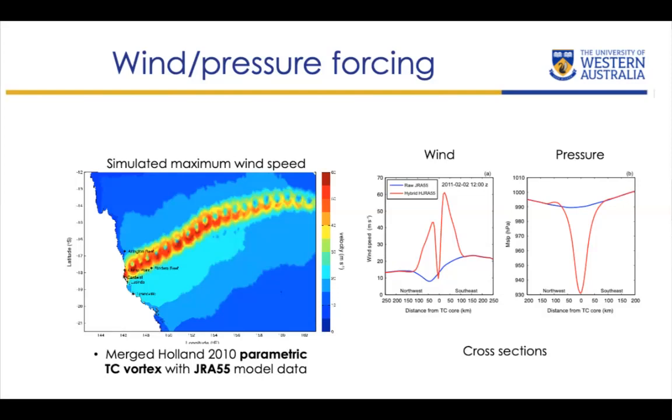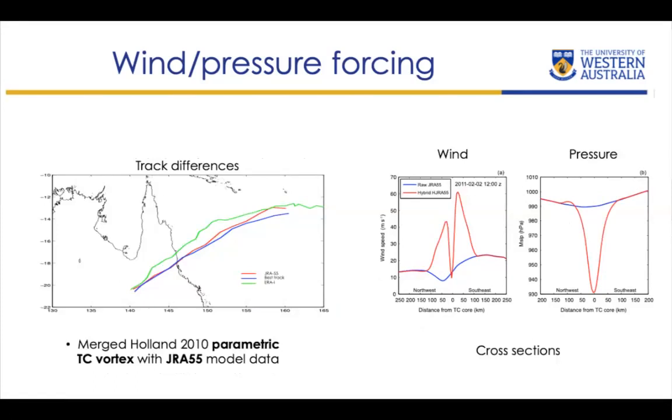On the right, you see 2 slices across the core of the storm, red showing the hybrid merging where we've replaced the vortex with the parametric model, and the synoptic wind fields are outside of that region. Blue is the raw JRA 55, red is the merged forcing, and you see the intensity is much stronger in the one where we've replaced the vortex.